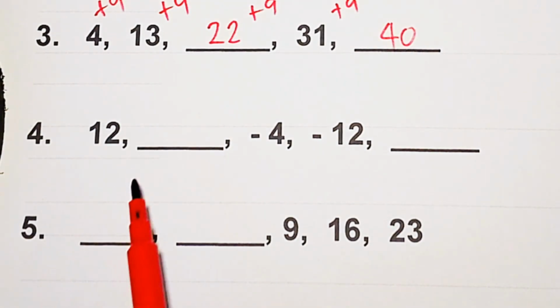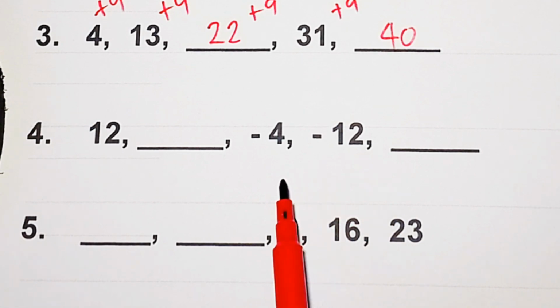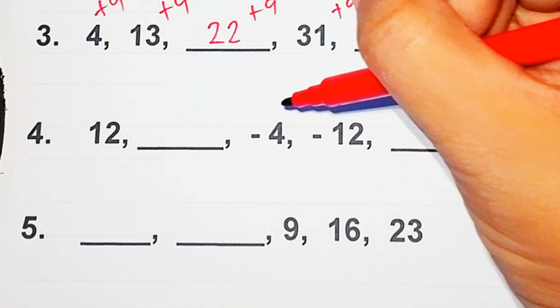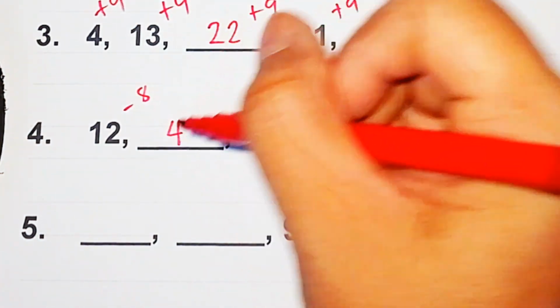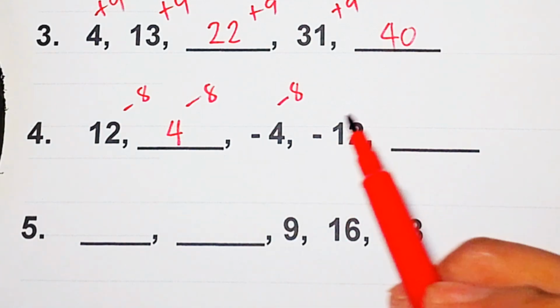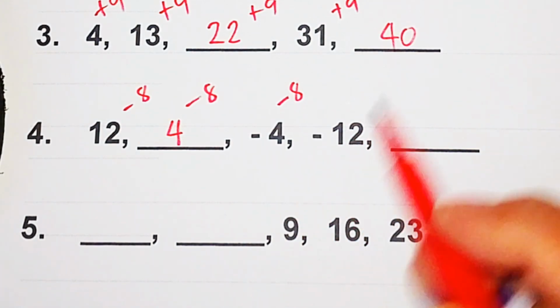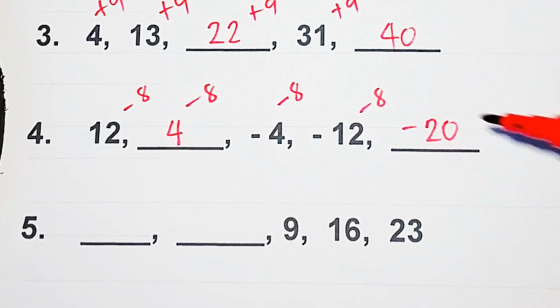For number 4, we have a blank here, but let's look at two consecutive terms. If you have negative 4 and subtract 8, the answer will be negative 12. So therefore, we subtract 8. 12 minus 8 is 4. Then 4 minus 8 is negative 4. Minus 8, negative 12. Minus 8, finally, that's negative 20.